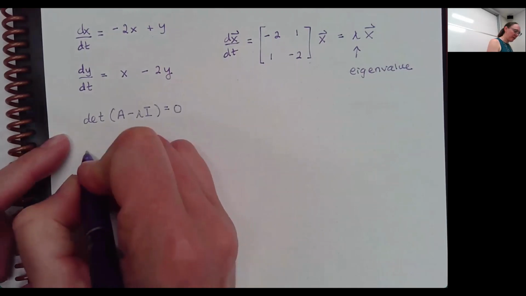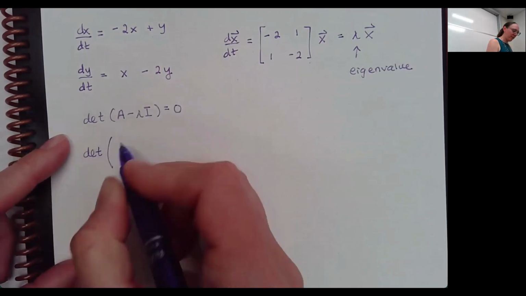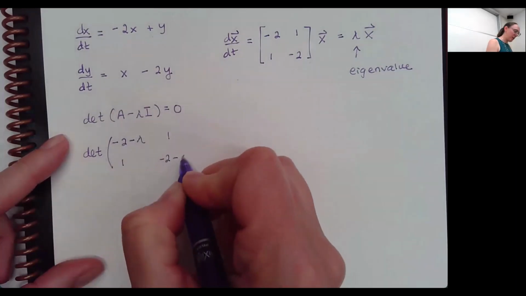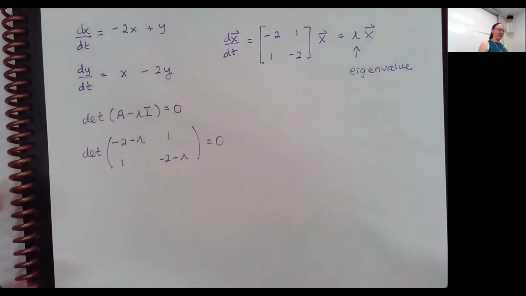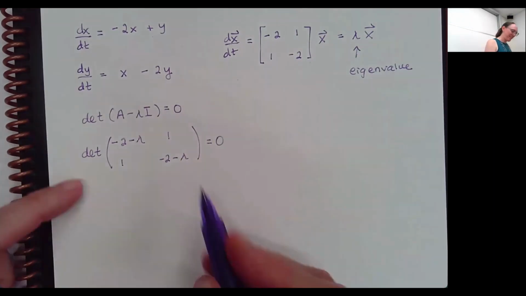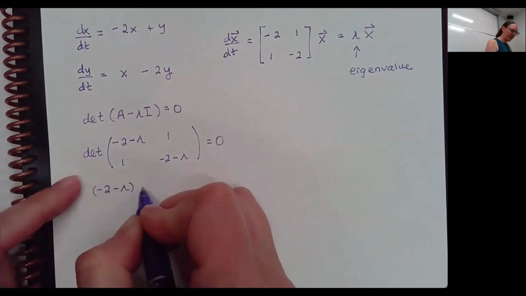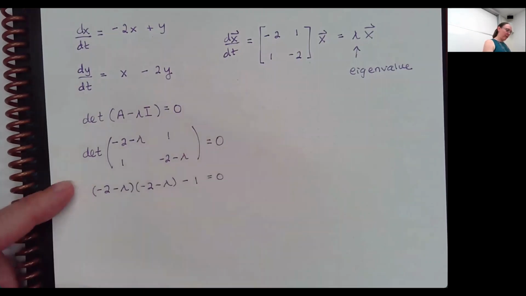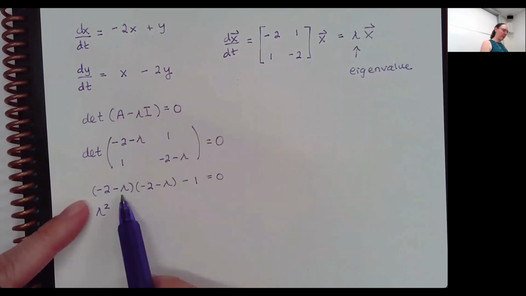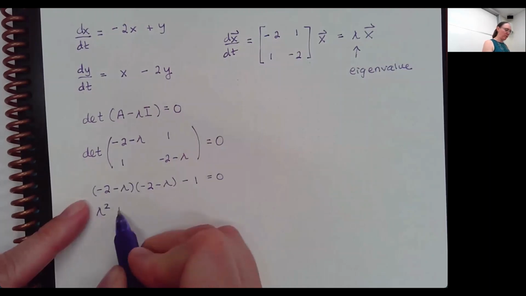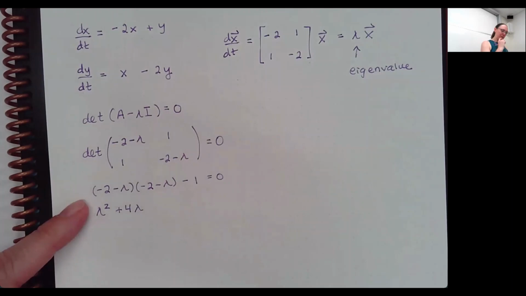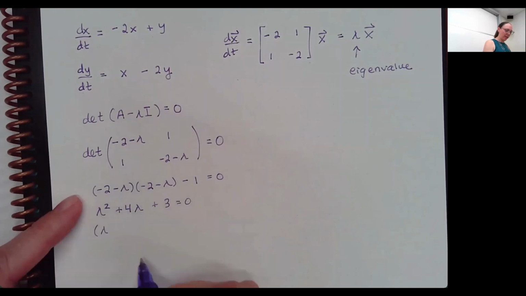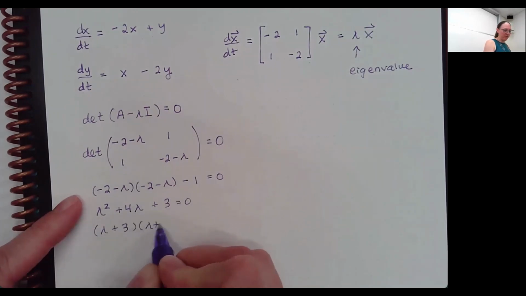So I'm looking for the determinant of [-2 minus lambda, 1; 1, -2 minus lambda]. And I'm hoping I didn't mess anything up and it's going to factor. So that determinant, I've got (-2 minus lambda) times (-2 minus lambda) minus 1 times 1. Okay, moment of truth. Lambda squared, that's a +2, another +2, so +4 lambda plus 4 minus 1 is +3. I think that factors. So I've got (lambda plus 3) times (lambda plus 1).